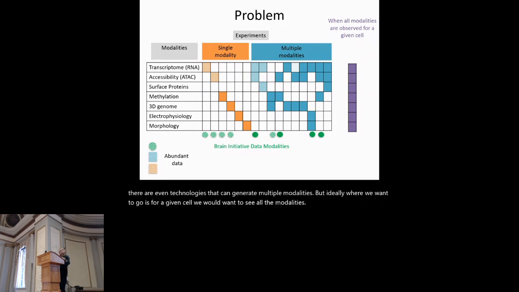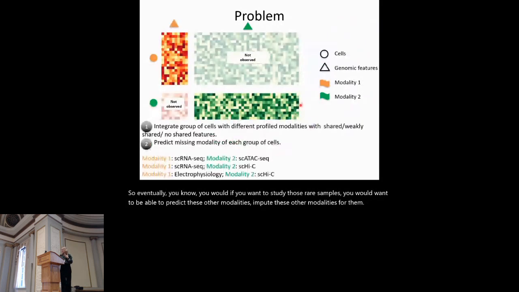So then the question is, so we might eventually get here. Obviously, there might be some magic technology which gives us a lot of modalities, but there is already a lot of data in the public repositories. So there are already some rare samples that have been profiled for RNA and ATAC. So eventually, if you want to study those rare samples, you would want to be able to predict, impute these other modalities for them.